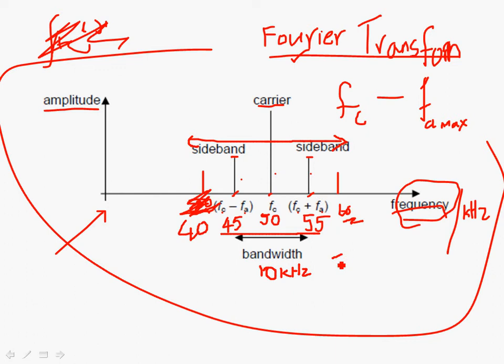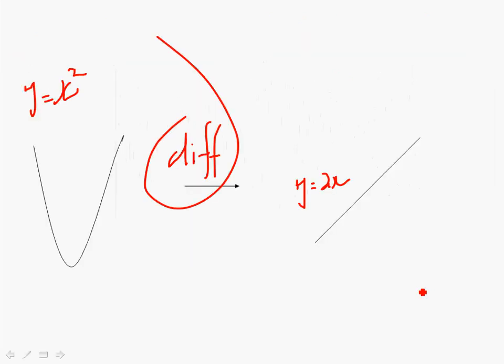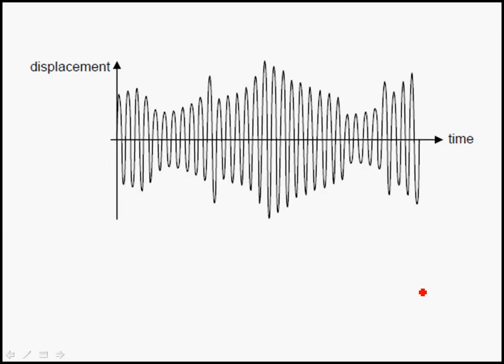You can also find the bandwidth using this idea: it's twice the maximum audio frequency. If the maximum audio frequency is 5000 hertz, then the bandwidth is 10,000 hertz or 10 kilohertz. If the maximum audio frequency is 10 kilohertz, as you can see here, then the bandwidth is twice that, which is 20 kilohertz, right? So you know how to find the amplitude versus frequency graph, and you know how to find bandwidth from that spectrum. Just remember that.